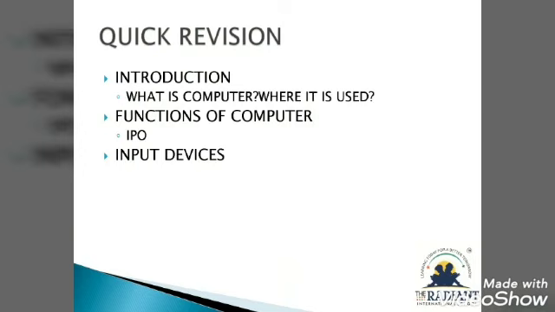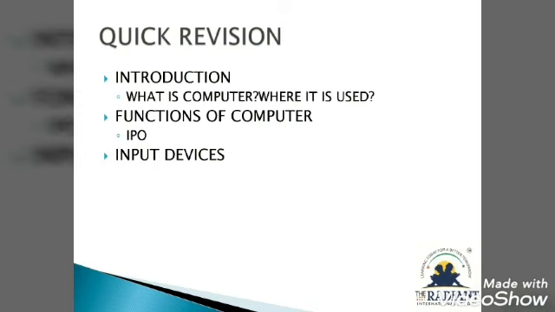Let's have a quick revision of what I have explained in today's topic. First is, what is a computer? A computer is an electronic machine which works on electricity. It is something like a magic box which does our work quickly and accurately without making any mistakes. Where is it used? We can say that a computer is used in each and every field. Wherever you go, you will definitely find a computer because of its speed and accuracy.